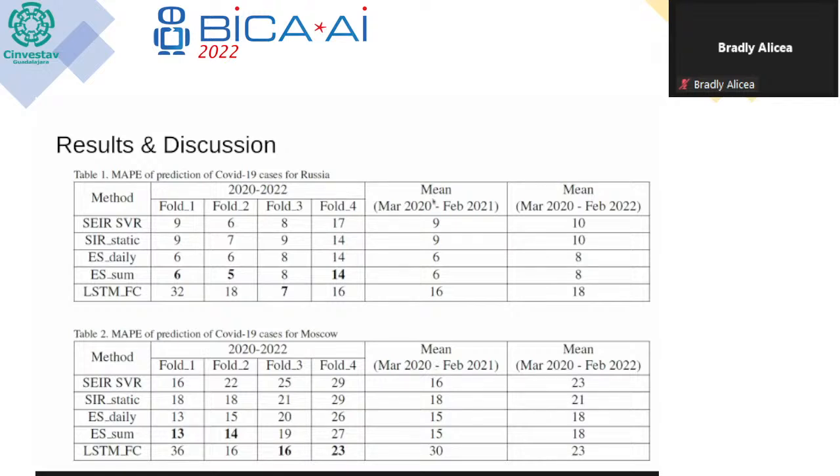And this column is the same split for folds, but the last date is considered February 21. So these numbers cannot be derived from the table that you see here. And that's pretty much the same.